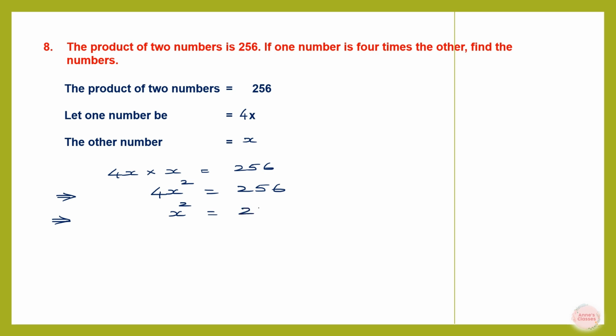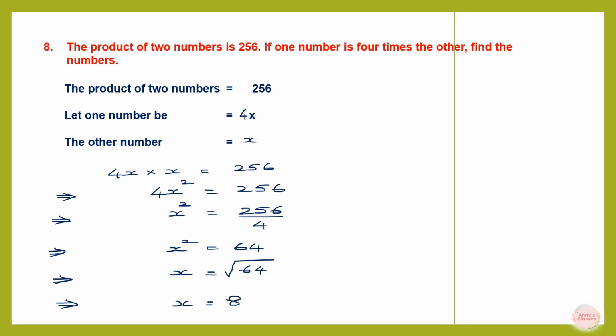That will be 256 divided by 4. How did we get division? Here it is multiplication, isn't it? 4x square means 4 into x square. So when it is multiplication and it goes to the other side, it becomes division. So here we divide that. So x square is equal to 64. 256 divided by 4 is 64. So now to find the value of x, we have to find the square root of 64. And the square root of 64, if you have learned the squares and the roots of numbers 1 to 20, you will know that the square root is 8.